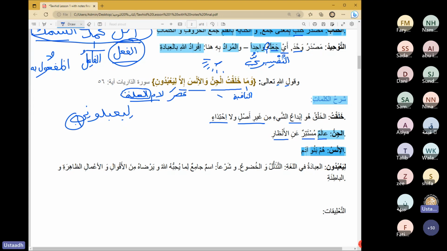Naam, Banu is the jam' of Ibn. We have Abna or we have Banu, as in the statement we hear constantly, Ya Bani Israel. Why is it changed from Banu to Bani? Because it's now mansoob, because Banu Israel is mudaf and mudafun ilayh. That's why Allah says, Ya Bani Israel.